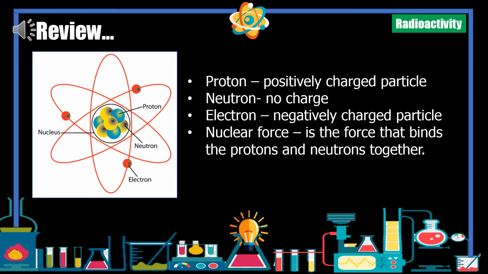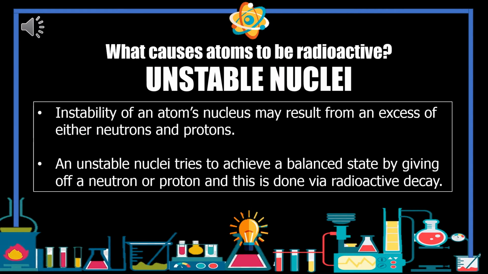Just a quick review. As we all know, inside an atom's nucleus are protons and neutrons. Protons are positively charged particles, while neutrons are neutral. That means they have no charge. Surrounding an atom are electrons, which are negatively charged particles. A nucleus is considered to be in a stable form if it is in a balanced state. That is, the number of protons and neutrons are equal, and the force that binds the protons and neutrons together is called nuclear force. But what happens if nuclei are unstable?